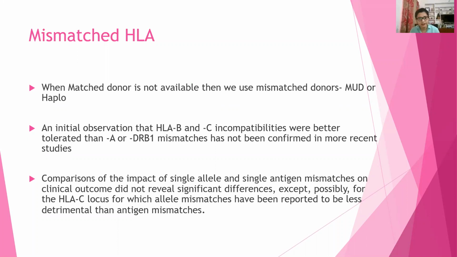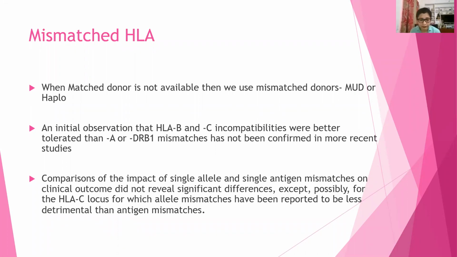An initial observation that HLA B and C incompatibilities were better tolerated than A and DRB1 mismatches has not been confirmed in more recent studies. So when I was a student, the traditional teaching was that if you are selecting a MUD donor and you find incompatibility at the HLA B and C loci, or at A or DRB1, then go for B and C. But now with more studies, all these things have been refuted. Now it is nothing like that. But still, we are the old people, we use that.